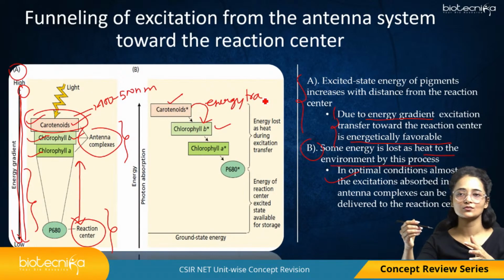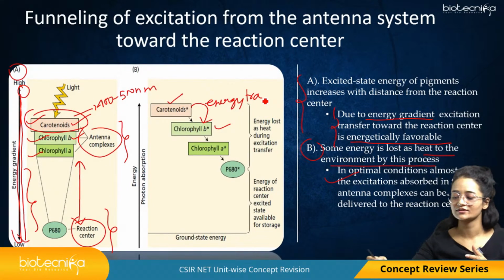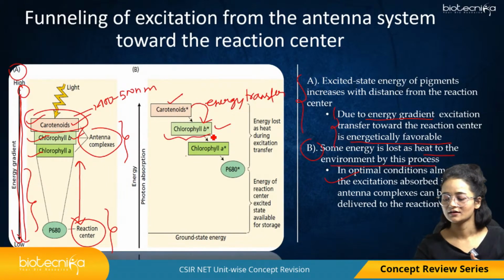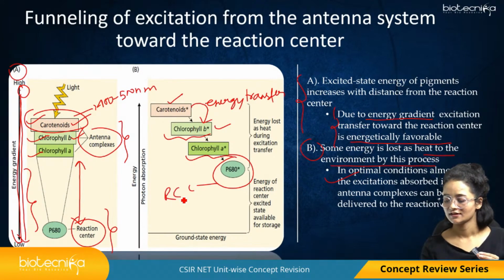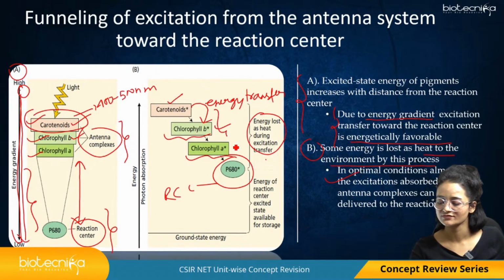Firstly, the carotenoids are the ones which absorb light of 400 to 500 nanometers. Then they transfer their energy to chlorophyll B. Then they transfer to chlorophyll A, and then at last to P680, the reaction center, right? Here it is written that energy is lost as heat during the excitation transfer. So during this transfer, heat loss takes place.